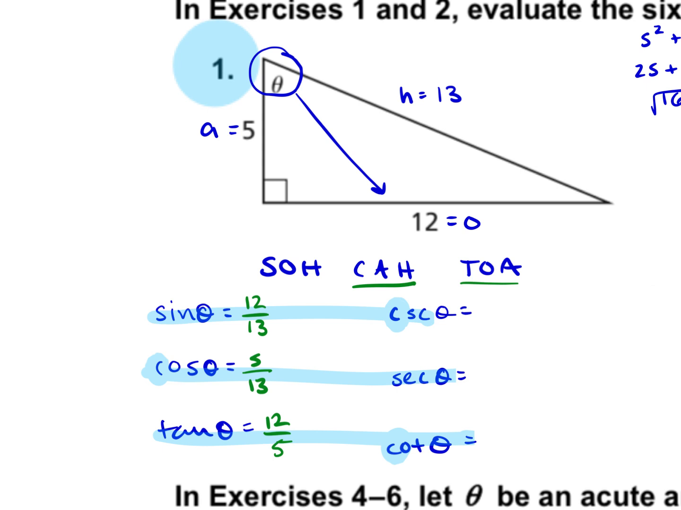And then with our reciprocal functions, we just flip it. So cosecant would be 13 over 12. Secant is 13 over 5. And cotangent is 5 over 12.